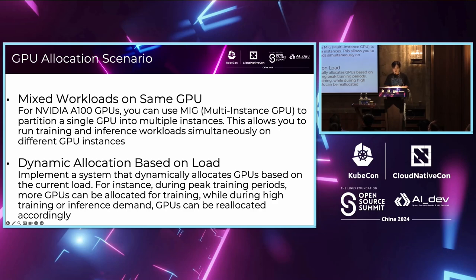And then dynamic allocation based on the load means that it monitors how much load your GPU has, and if it is too high, the service will go to another GPU. These two techniques were recently introduced, and they are very crucial for AI developers. How to allocate GPU resources is the major factor in developing your AI service successfully.